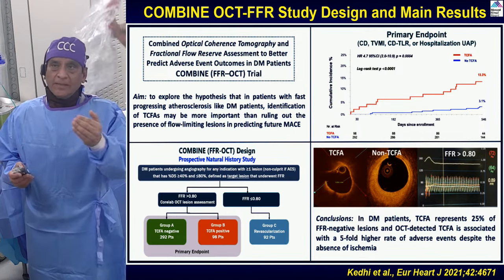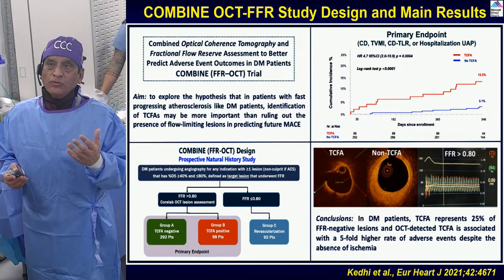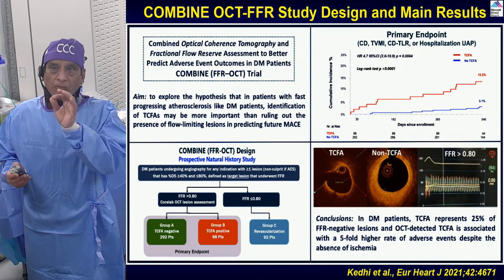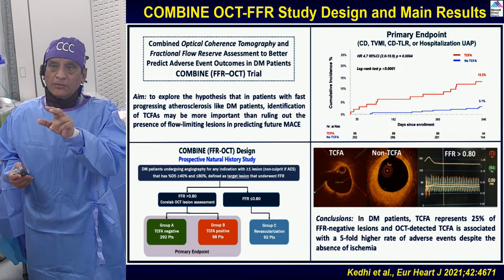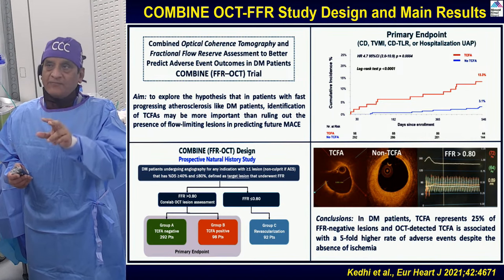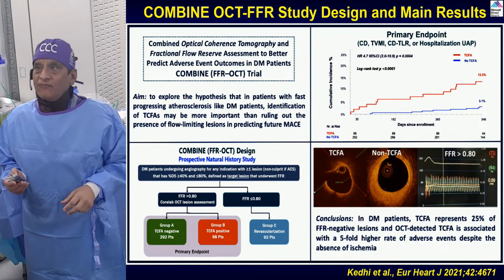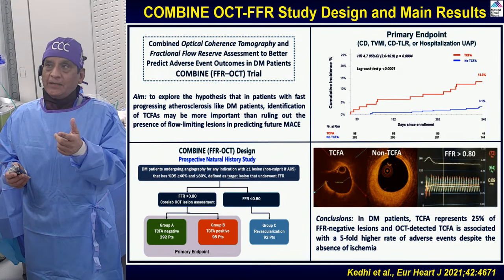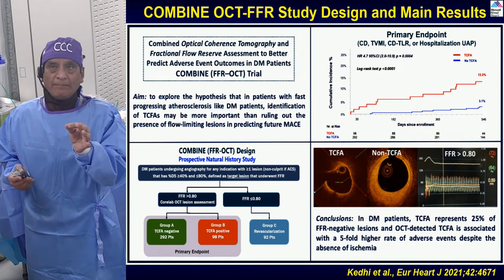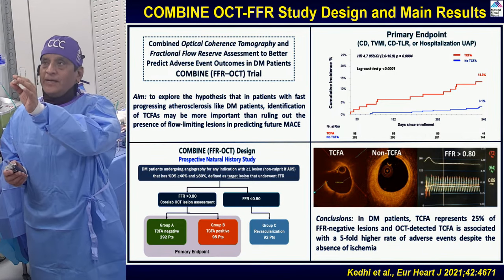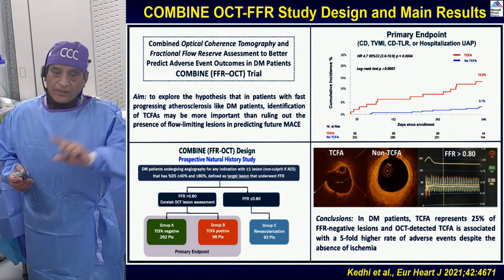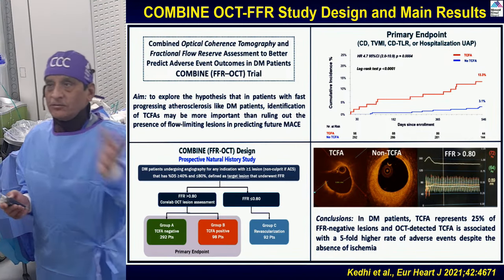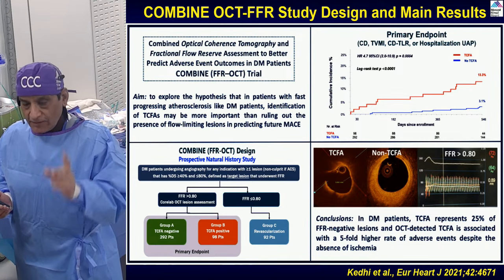To answer that, there was a trial called the COMBINE FFR-OCT trial, which basically took diabetic patients with FFR more than 0.8 and divided them based on the OCT finding of TCFA negative or TCFA positive. You can see on the right side a 4 times higher event rate in the TCFA positive versus TCFA negative. It basically means that if you have a thin cap, even if your FFR is negative, at 1 year your event rate was 13%. And this goes back to the same thing we showed in the FAME 2 trial, where the event rate was 16%. So even an FFR negative lesion can have trouble.